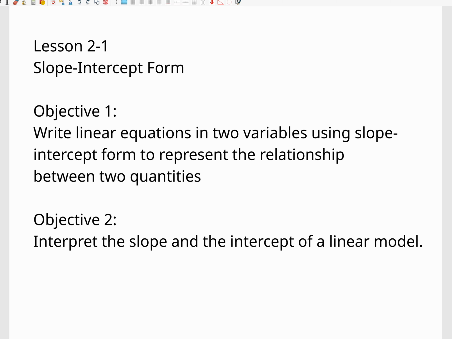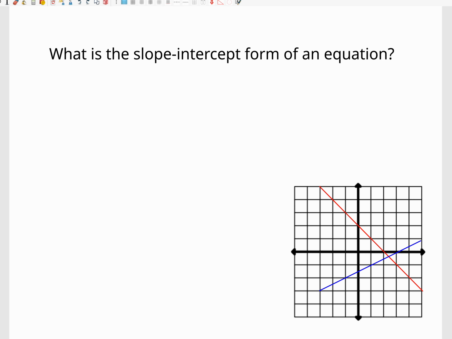We are ready to start chapter 2, and we're going to do slope-intercept form to start. We will write linear equations in two variables, meaning we're going to use an x and a y in our equations, and use slope-intercept form, and we will interpret the slope and intercept of a linear model. So, like the slope and the y-intercept mean things. We're not just going to slap numbers up on the screen. We're going to talk about what they mean in specific situations.